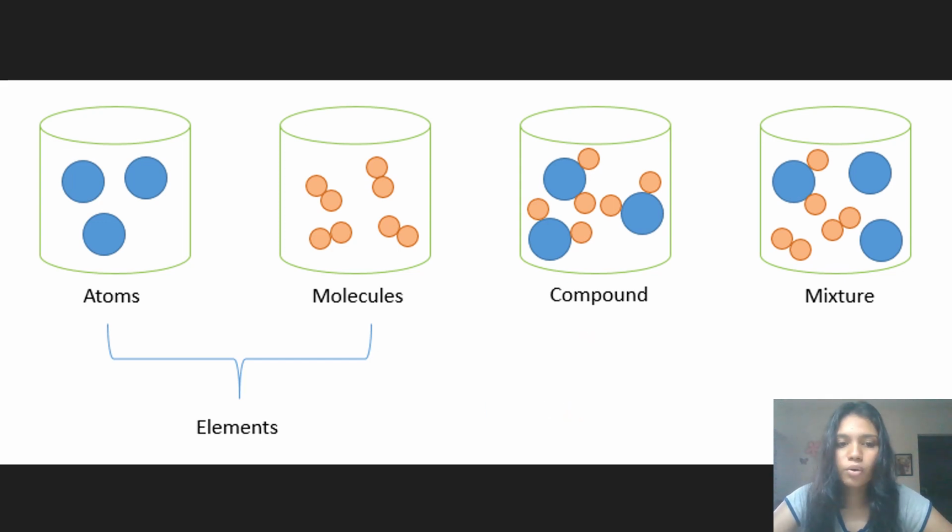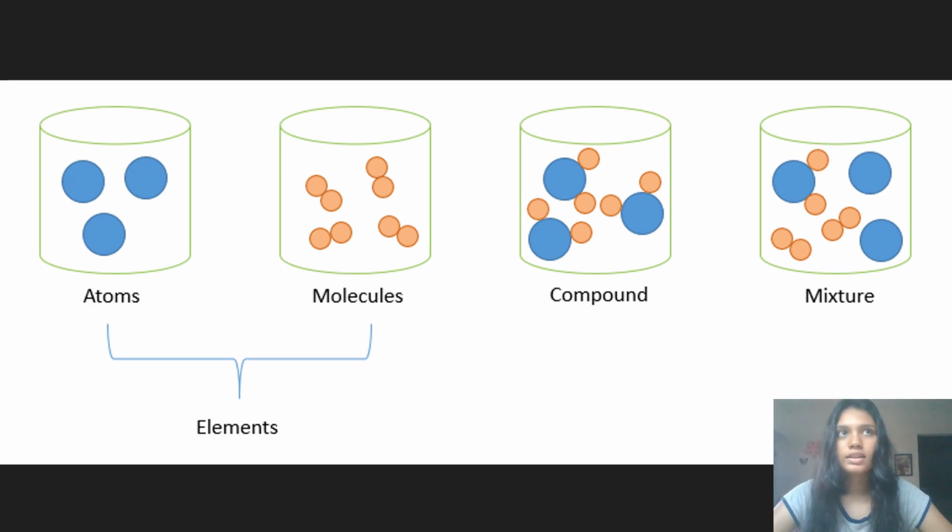Then we're going to go into compounds. A compound is made from two elements that are bonded together in fixed proportions. Now basically this is an atom, this is a molecule. Let's say these are molecules of oxygen. Oxygen is an element. So elements are substances made up of only one type of atom. Only one type of atom.